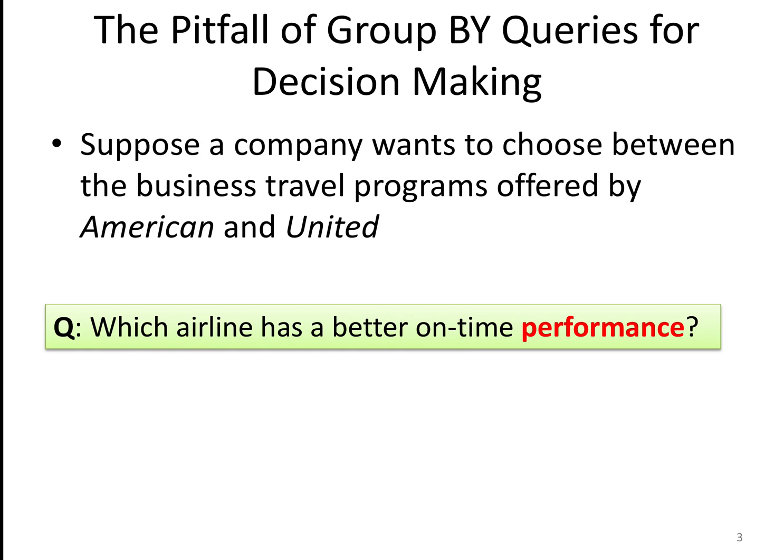Suppose a company has many business travels from four particular airports and would like to choose between business travel programs offered by either American or United Airlines, depending on which one performs better in terms of on-time flights. Therefore, the decision here depends on the answer to the question: which airline has a better on-time performance?